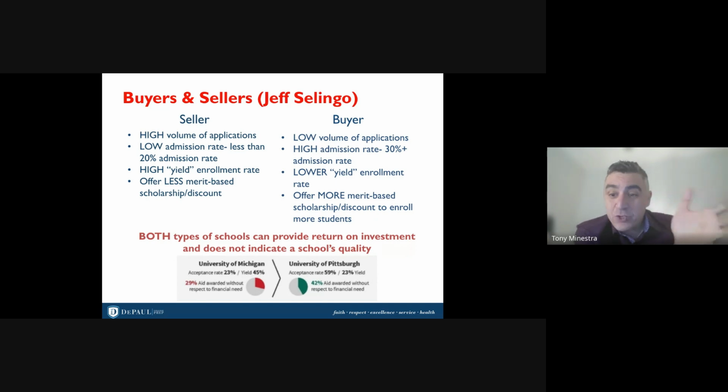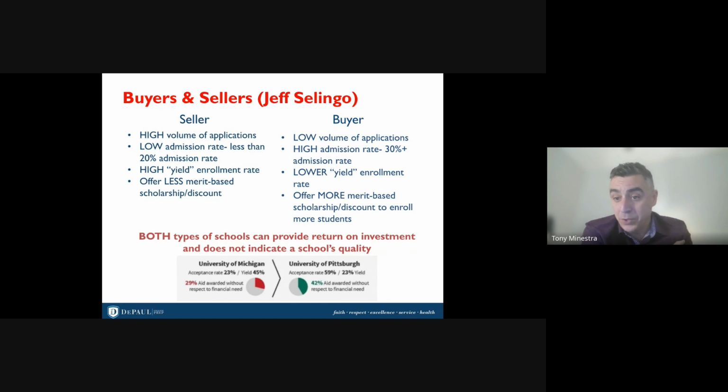So average student, right? Average aid award, about less than 30% of students applying to Michigan or admitted to Michigan will be offered merit aid, okay? Look at the University of Pittsburgh. Again, very similar institution. Over 40% of students at Pittsburgh will be offered some sort of merit consideration, and their acceptance rate is almost 2 out of 3. They're close to a 60% admission rate or acceptance rate, okay?